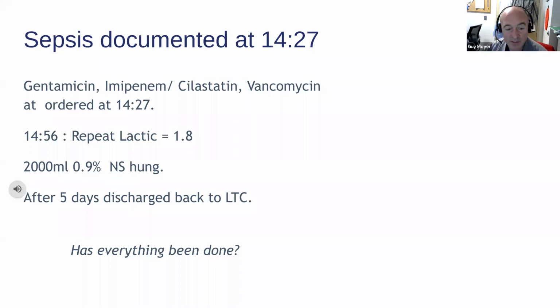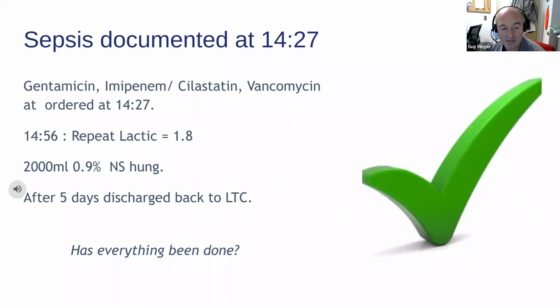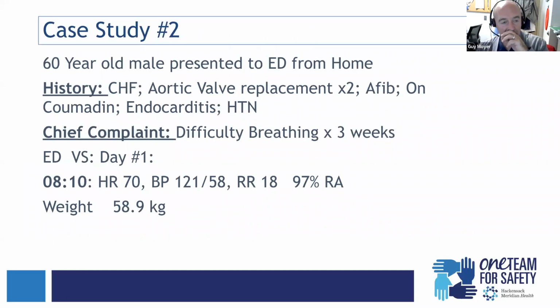Has everything been done for this patient? It has, right? We identified the sepsis, we treated the sepsis, and the patient had a positive outcome and was discharged back to their facility. We followed all of our sepsis protocol steps. So now we have case number 2. A 60-year-old male presented to the ED from home. History of congestive heart failure, aortic valve replacement ×2, AFib, patient is on Coumadin, has a history of endocarditis as well as hypertension.